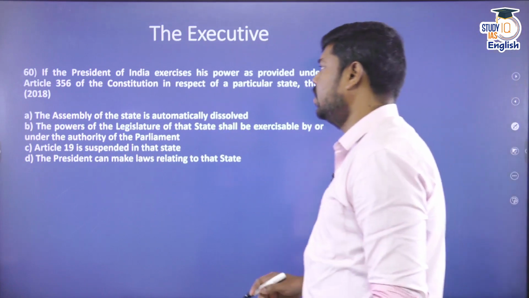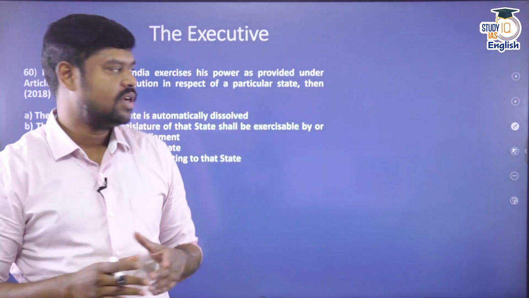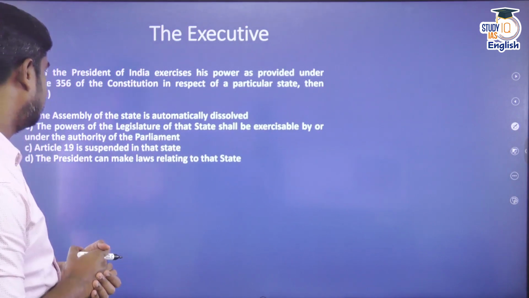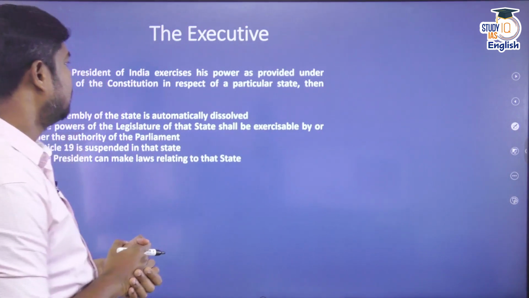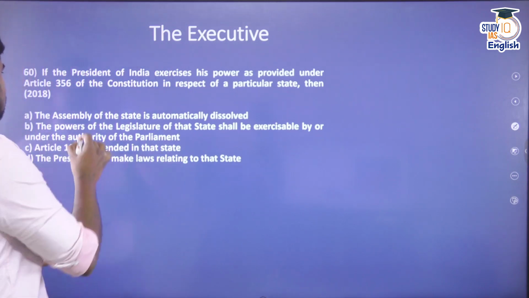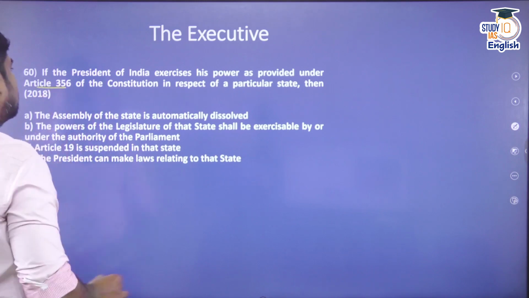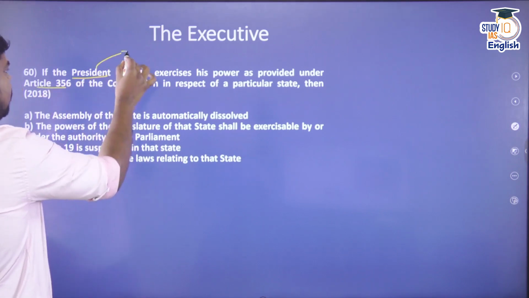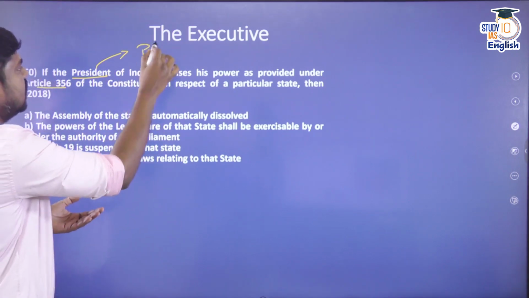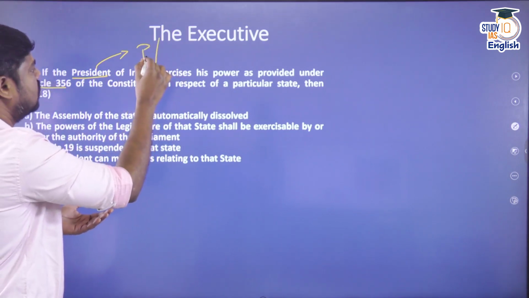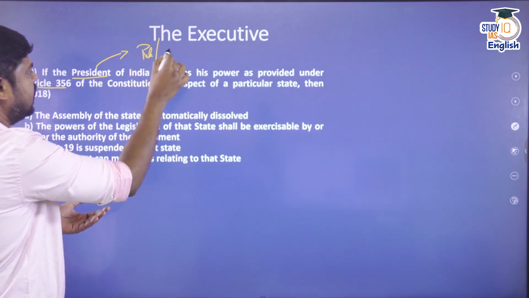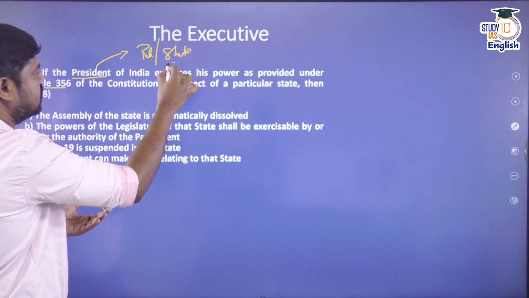Come to the next question. If the President of India exercises his power as provided under Article 356 of the Constitution in respect of a particular state, then we'll have to understand what the power of the President under Article 356 is. Under Article 356, the President has the power to impose President's rule, or you can say a state emergency. It is also called the state emergency.